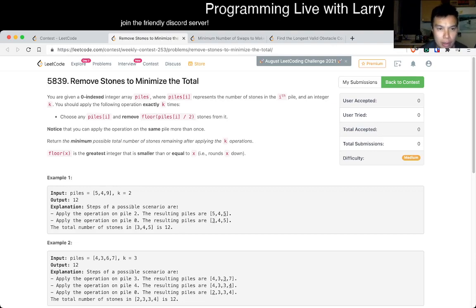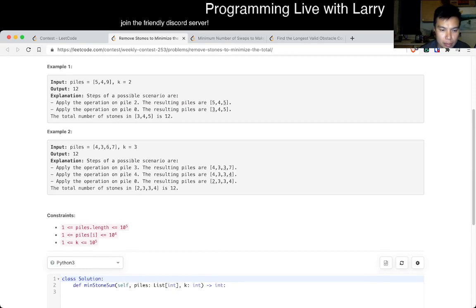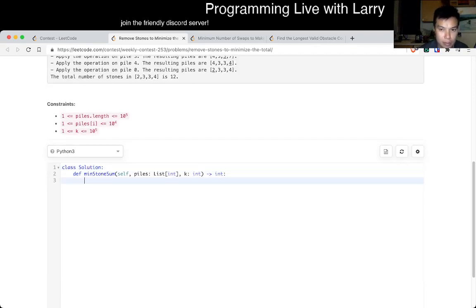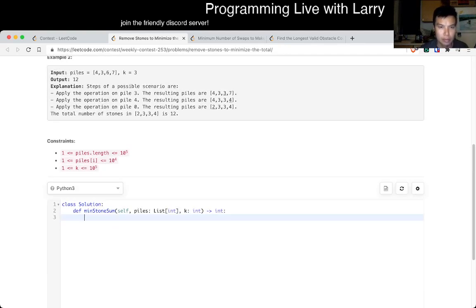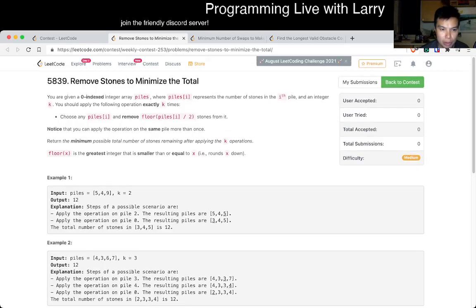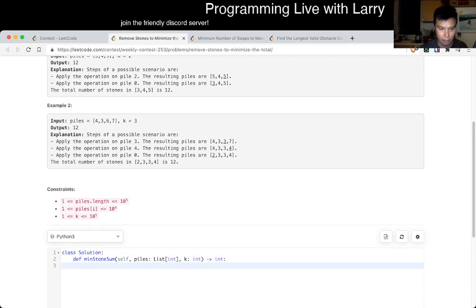Weird problem, but okay. Remove this from it, a minimum possible. So you want to remove the most, so we just always take the max. Okay, fine.